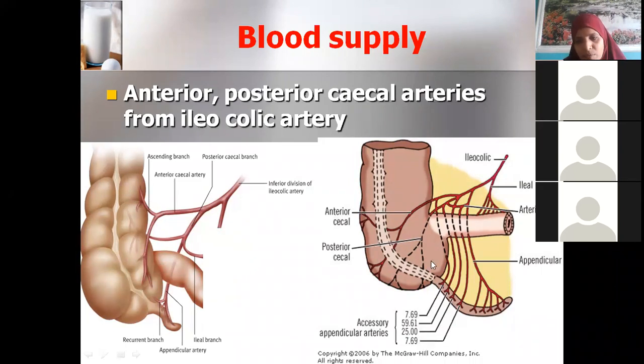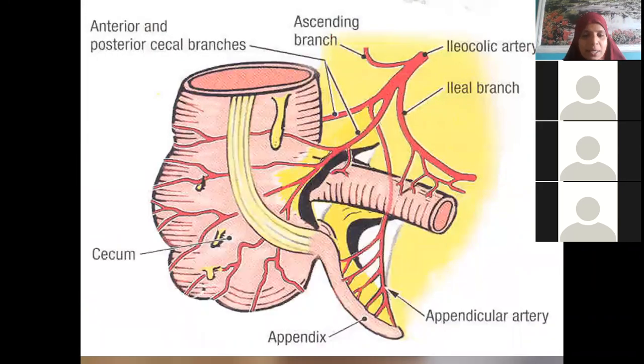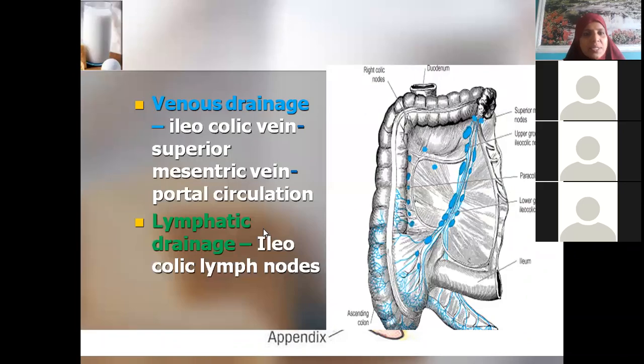From here only you will see the appendicular artery. From the ileocolic artery only we have one more branch which goes towards the appendix. You call this the appendicular artery. We will discuss it when we are taking the details of the appendix. Okay, so that is the ileocolic artery, anterior cecal branches, posterior cecal branches.